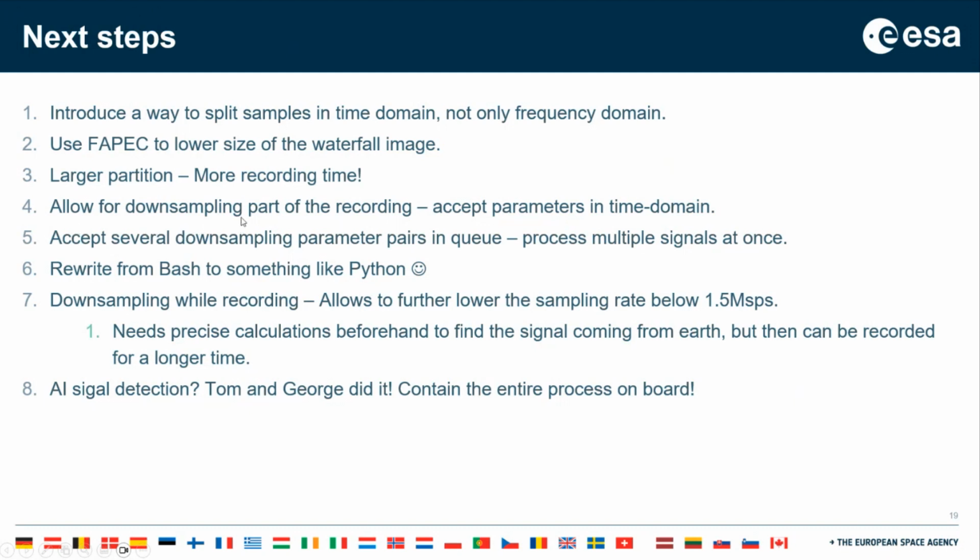For now, I also accept only one downsampling at a time. So if you want to extract more than one signal, you need to schedule several downsampling actions in the schedule or in Automax. Another point, I wrote everything in Bash because it was the easiest to do.